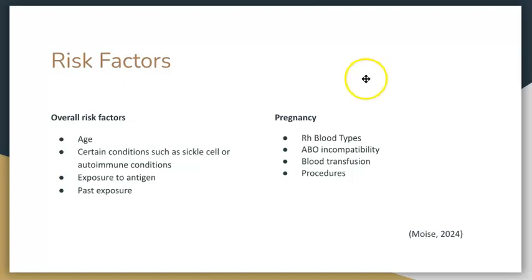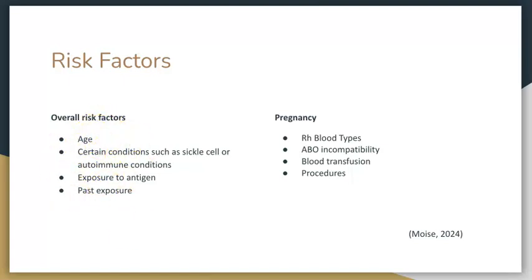Now, some risk factors, starting with pregnancy risk factors, would be the Rh blood types. So when the mother and fetus have different Rh blood types, alloimmunization is more likely to occur. ABO incompatibility, when the mother's red blood cell lacks an A or B antigen, but the fetus's blood cells have the antigen. Blood transfusions, a blood transfusion during pregnancy is actually the most common risk factor for alloimmunization. And then other procedures such as amniocentesis or abdominal trauma can cause alloimmunization.